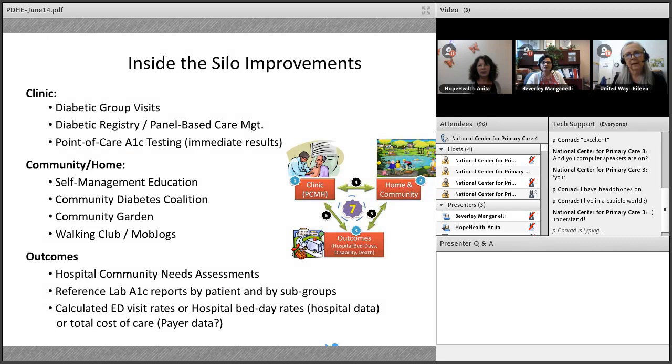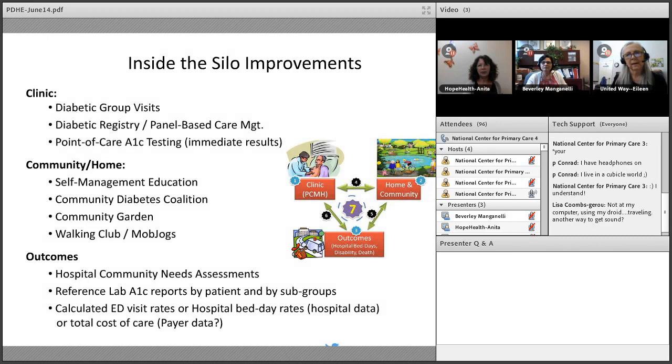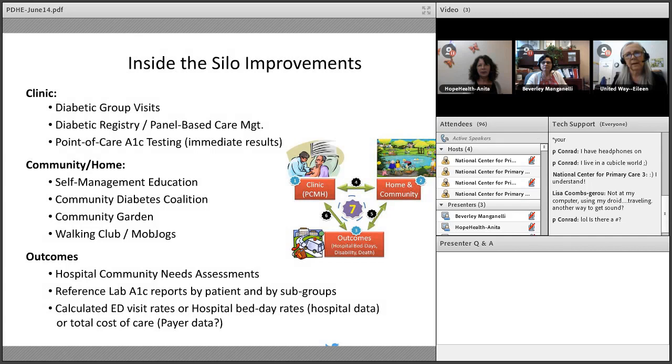And this slide sort of talks about where we helped our teams build capacity. We wanted them to look at how they were doing their clinical care and begin to create and do things better, is the way that I'll say it to be politically correct. But things like develop and design diabetes group visits, create a diabetic registry, or start to do panel-based care management. Some ideas in the community is self-management education.